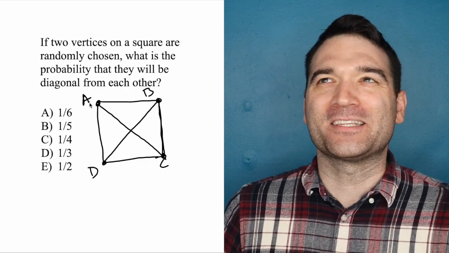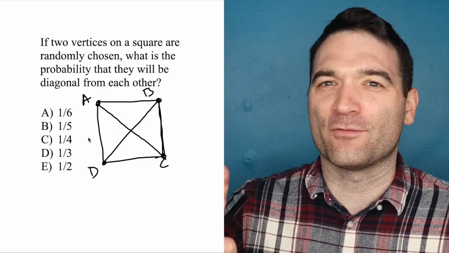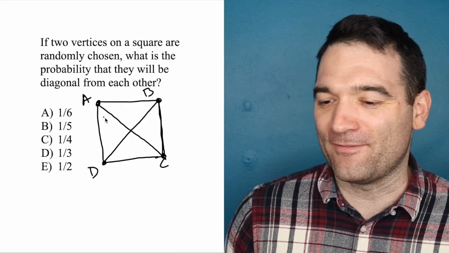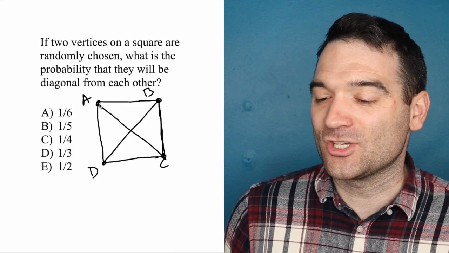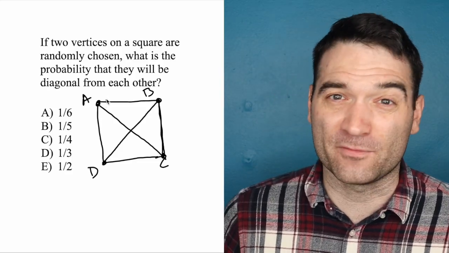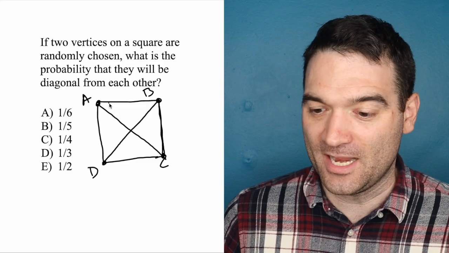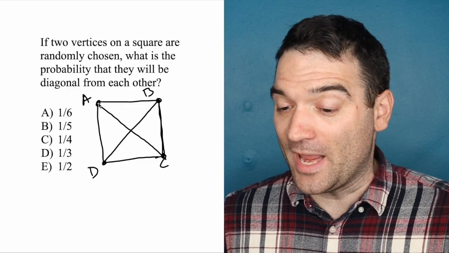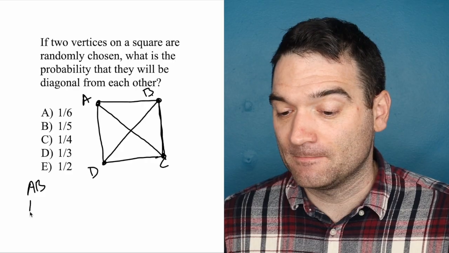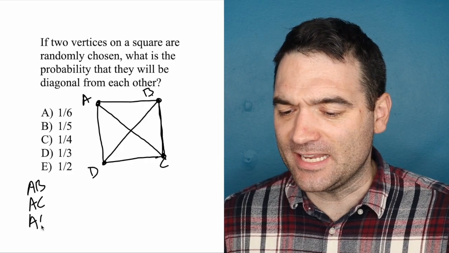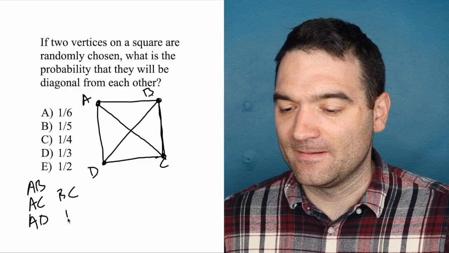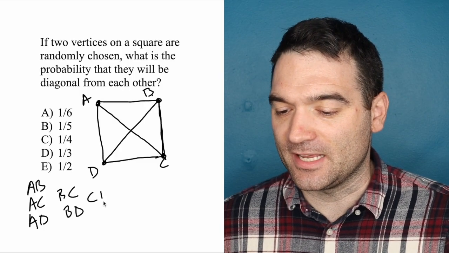Now, if you want to see it the mathy, formulaic way, feel free to comment and maybe I'll make a follow-up video. But this question, I would say, is easy enough to just do by brute force. That is, list out all the different combinations. Let's list them out. We have A and B, right? We have A and C. We have A and D. We have B and C. We have B and D. And we have C and D.